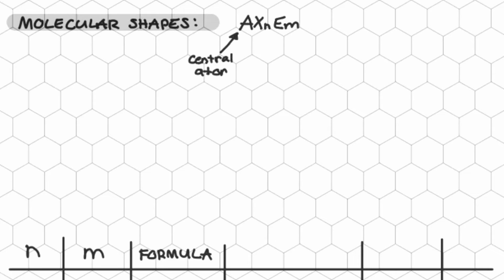So A is the central atom. Usually in organic chemistry, the central atom is carbon. We saw it could be nitrogen as well, but most of the time it is carbon. X is the neighboring atoms, and the number of them is determined by N. And E is the lone pair. In VSEPR theory, we show the lone pairs as well. So let's start with the table. In the first one, N is 2, M is 0. That means AX2. One central atom with 2 neighboring atoms, 0 lone pair electrons around it.